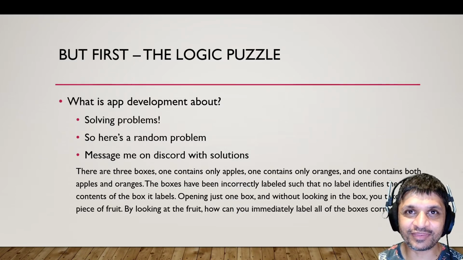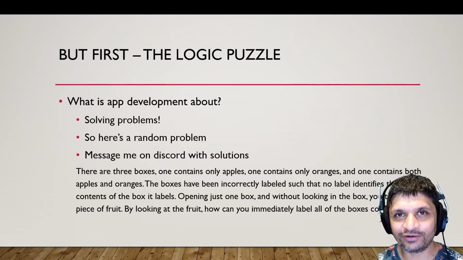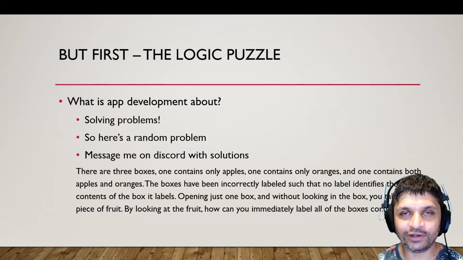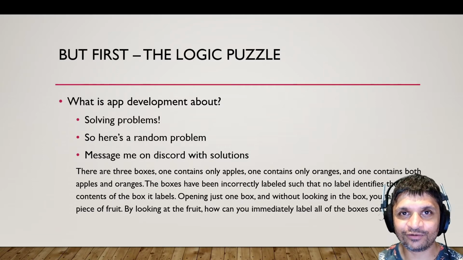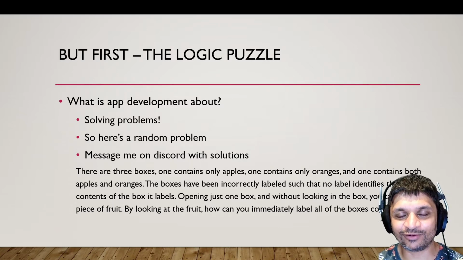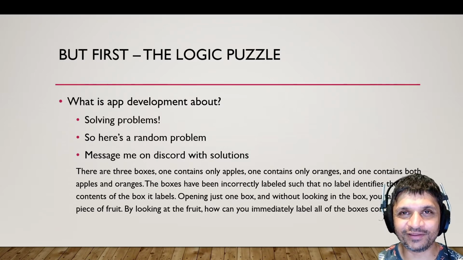So in this puzzle, there's 3 boxes, and one contains only apples, one contains only oranges, and one contains apples and oranges, right? The boxes are labeled, but the interesting thing is that all the labels are wrong, right? So the box that's labeled apples isn't the box that contains only apples, and the box that's labeled oranges isn't the one that contains only oranges, and the one that is labeled apples and oranges isn't the one that contains apples and oranges. Okay. Now what you have to do is fix these labels.